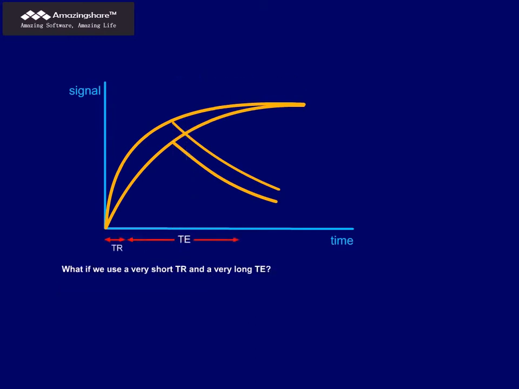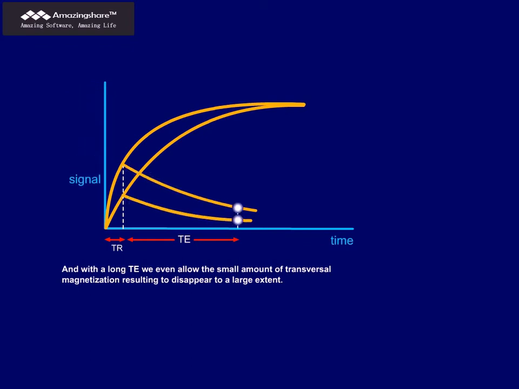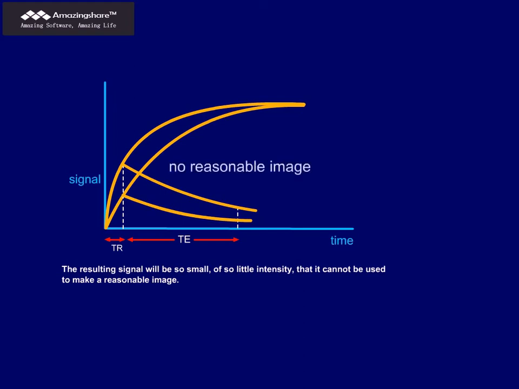What if we use a very short TR and a very long TE? This is only a theoretical question. Why? With a very short TR, there will only be very little longitudinal magnetization which is tilted. And with a long TE, we even allow the small amount of transversal magnetization resulting to disappear to a large extent. The resulting signal will be so small, of so little intensity, that it cannot be used to make a reasonable image.